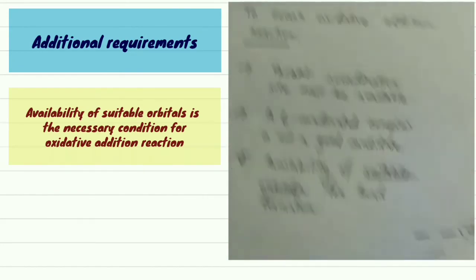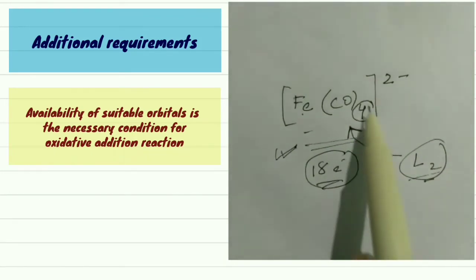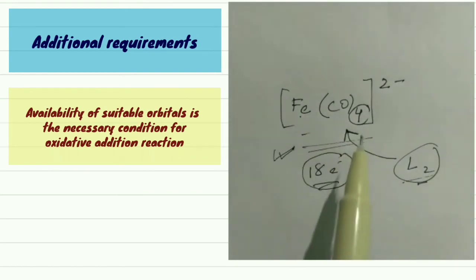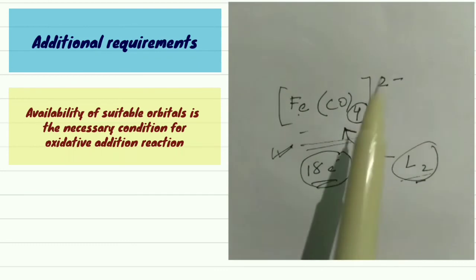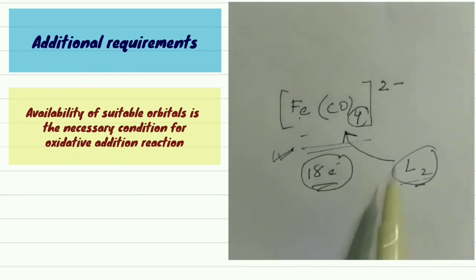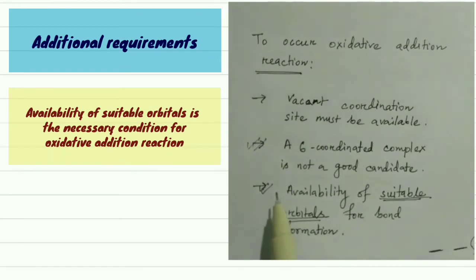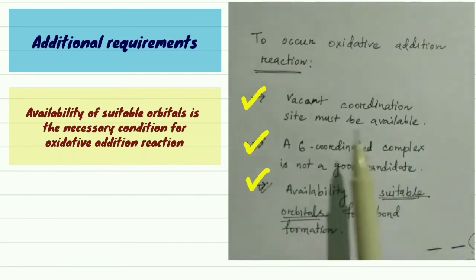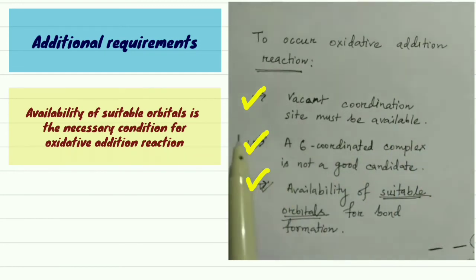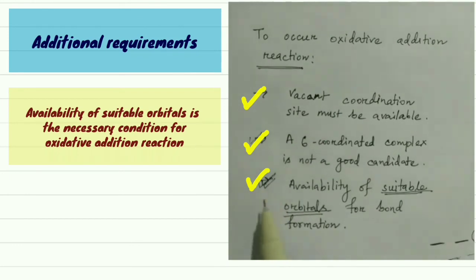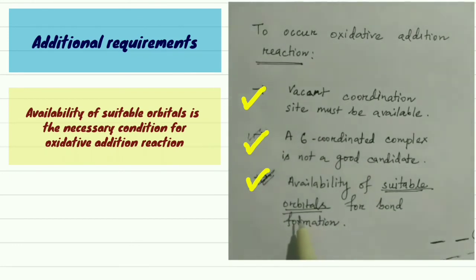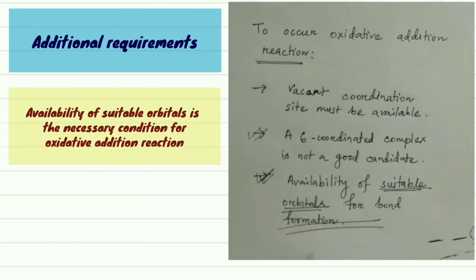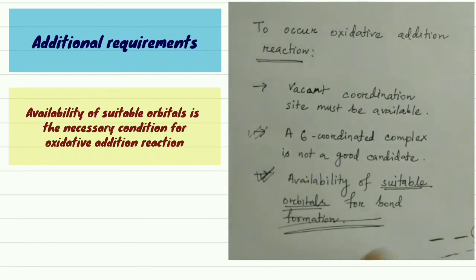Actually the coordinate site is not vacant, the coordinate site is there, because the coordination number is only 4. So the vacant coordinate site is there, but vacant molecular orbitals are not present here, only antibonding molecular orbitals are present. That's why this point is important. Additionally, along with the vacant coordinate site and the low oxidation state, we have one more point, the availability of suitable orbitals for bond formation. This is a very interesting point, so please try to understand it.